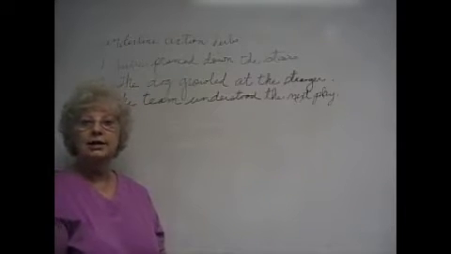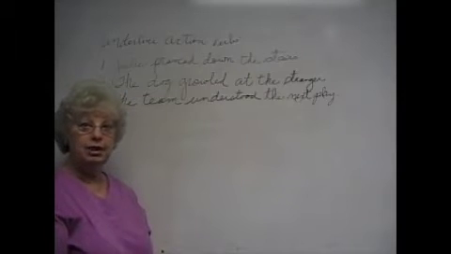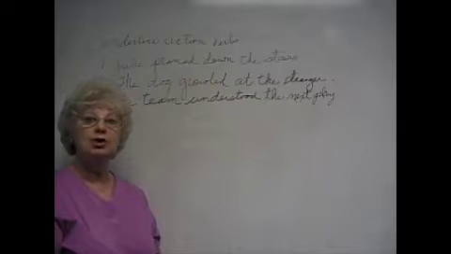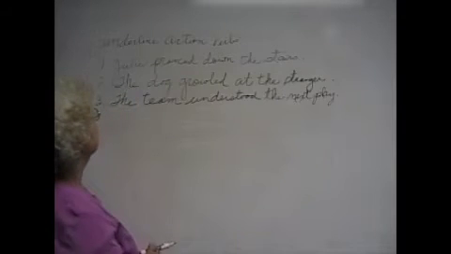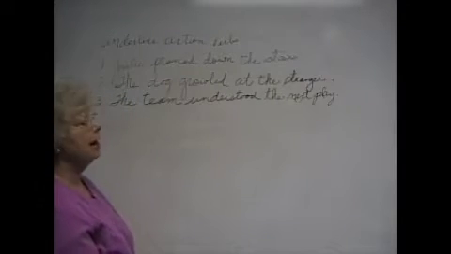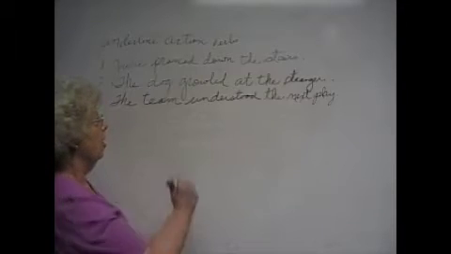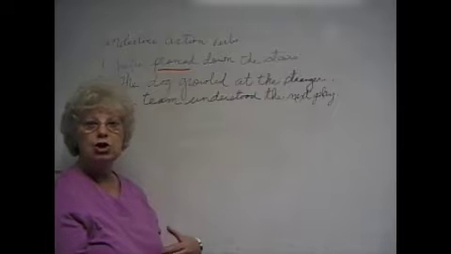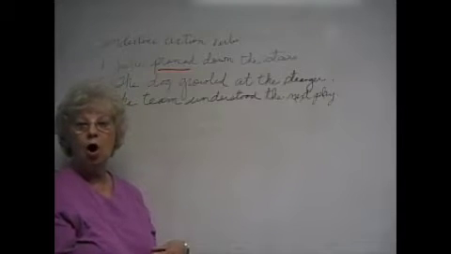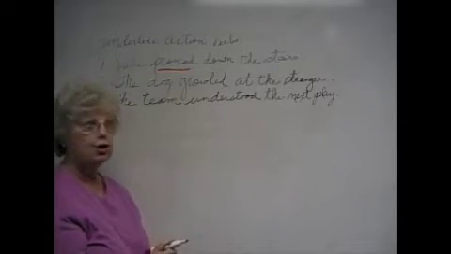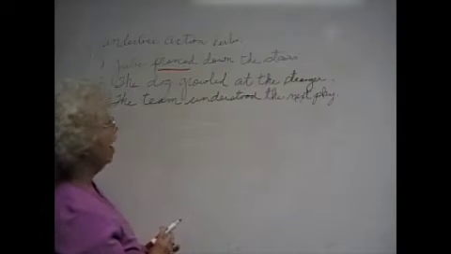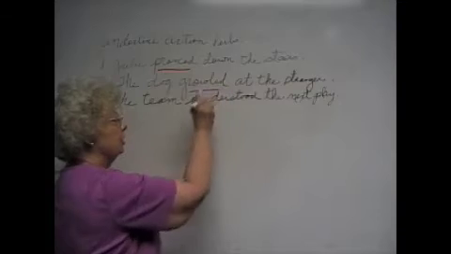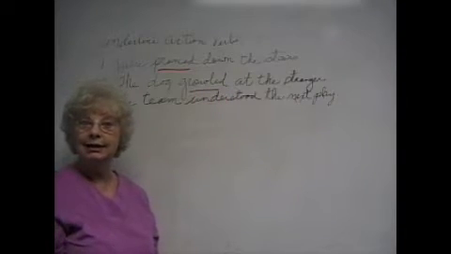Let's look at these and see if we can find the action verbs, those that express either a physical action or a mental action. The first sentence, Julie pranced down the stairs. All right, pranced. You know that pranced is she strutted down the stairs. She walked down the stairs. That's an action verb. The dog growled at the stranger. Growled is your action. It tells what the subject did.